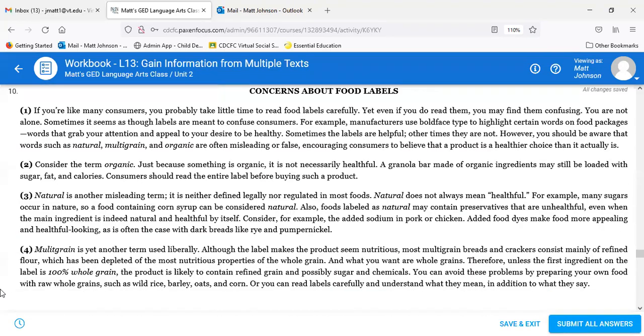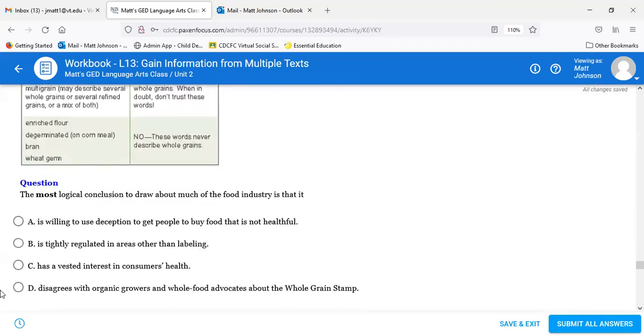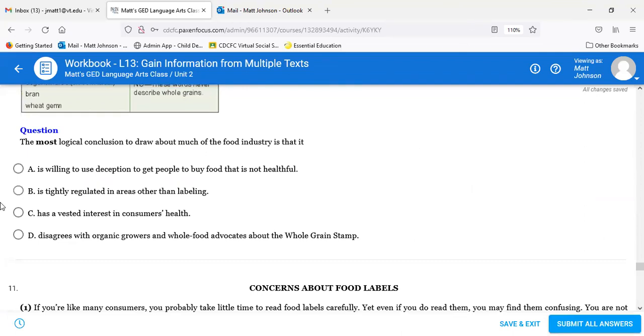And Nilda, let's go to you for number 10. Yes, the most logical conclusion to draw about much of the food industry is that it, A, is willing to use deception to get people to buy food, B, is tightly regulating areas other than labeling, C, has vested interest in consumers' health, D, disagrees with organic growers and whole food advocates about the whole grain stamp.